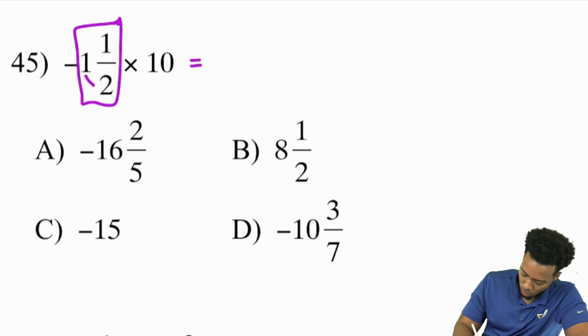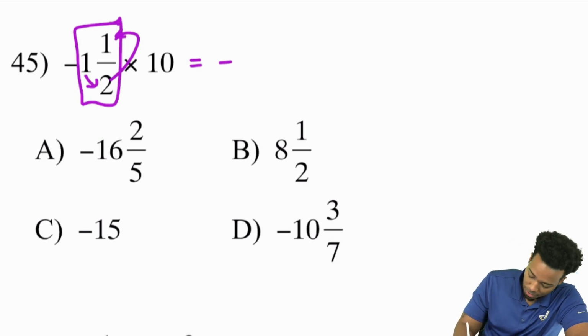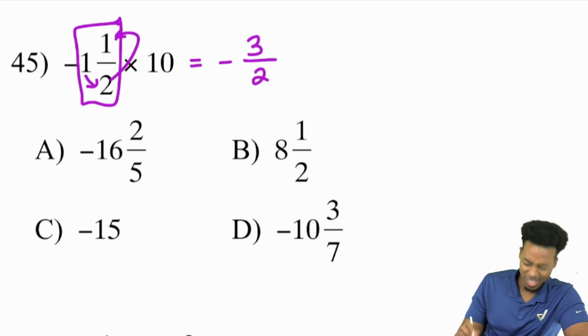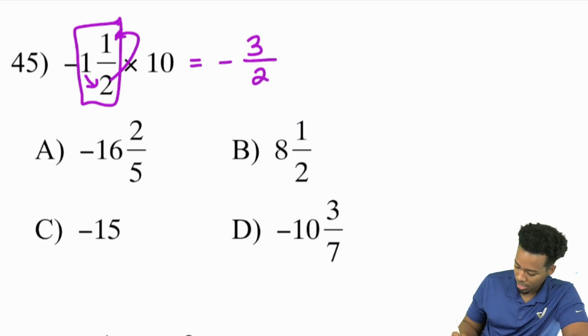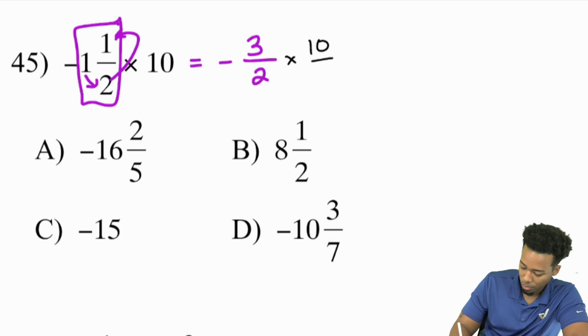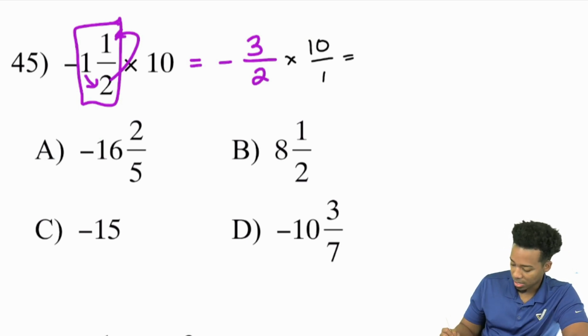So we're going to do 1 times 2, which is 2. Add it back. 2 plus 1 is 3. So we have negative 3 over 2. Because again, 1.5 is the same as 3 over 2. So that should be making sense there. And then 10 is the same thing as 10 over 1. Okay, cool. Now what we're going to do is multiply the negative times a positive here. Negative times a positive is going to remain negative.